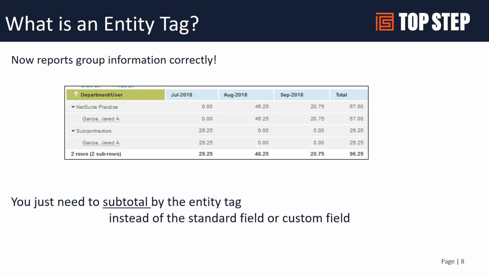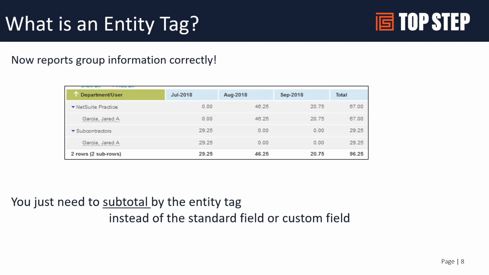All right, and here what we can see is that instead of the report showing us whatever the current value is, now we have that historical value, so that if we use our entity tag group as a subtotal, we can see the data that's flowing across the time frame of our report. So notice that until August, this user was not in the NetSuite practice, they were in the subcontractor practice. So we're only seeing one group of data under subcontractors.